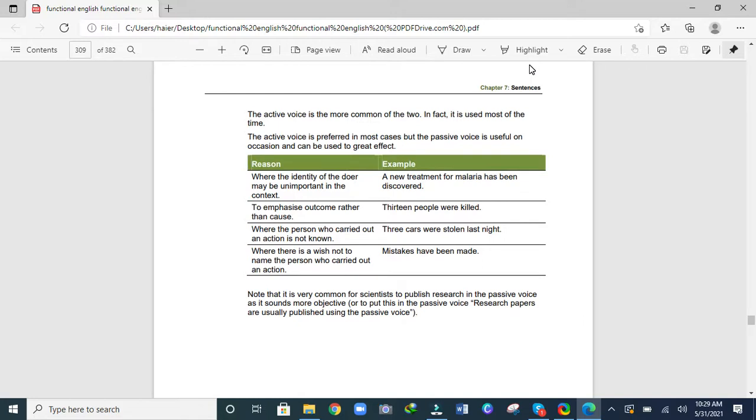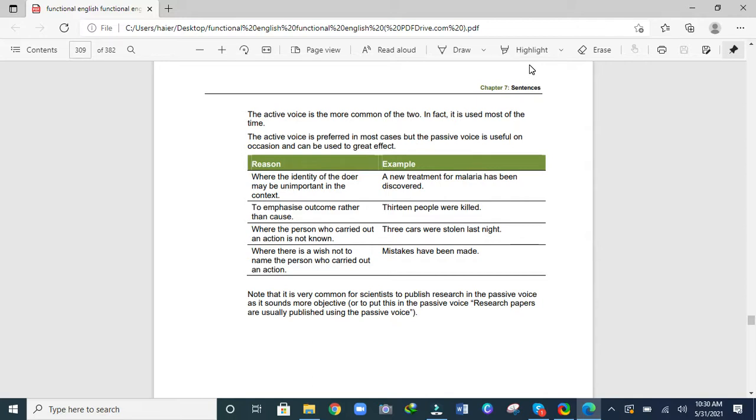The active voice is preferred in most cases, but the passive voice is useful on occasion and can be used to great effect. Reason: where the identity of the doer may be unimportant in the context. So in this case, a new treatment for malaria has been discovered. This is an example for this case.